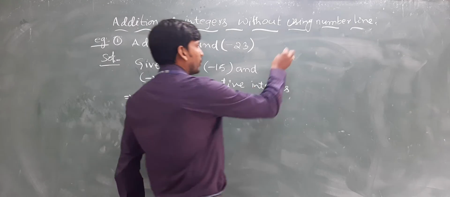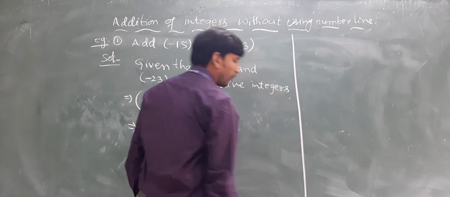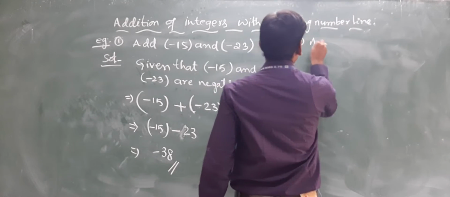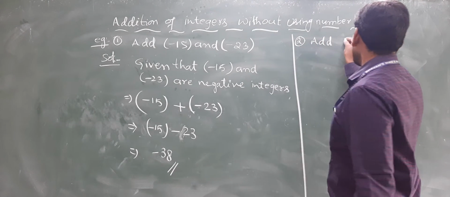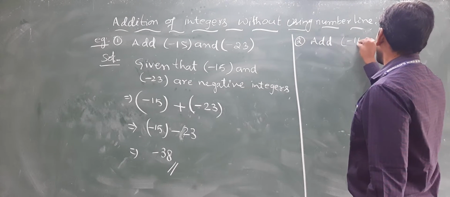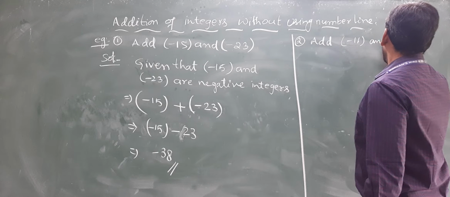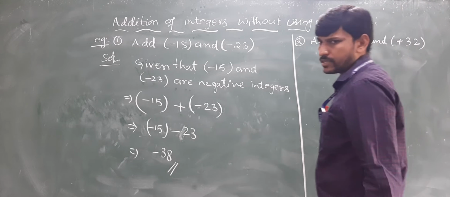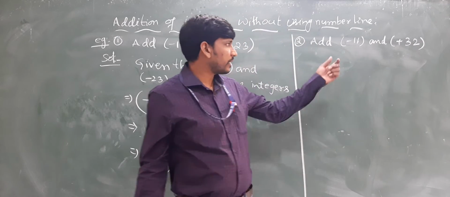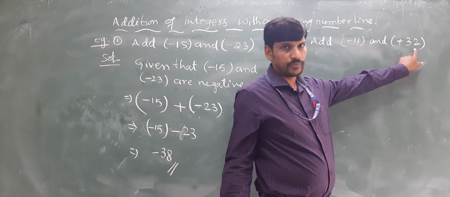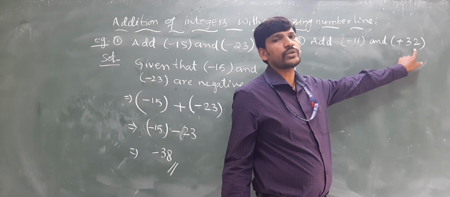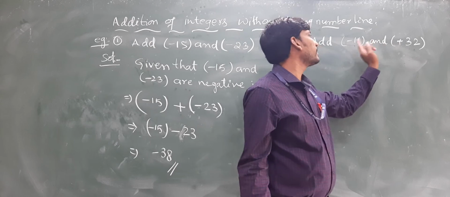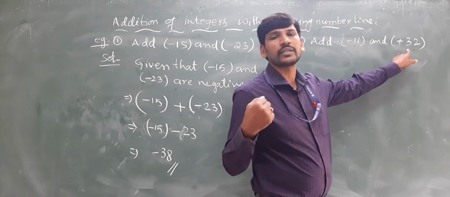Now, let us discuss one more example. One is positive, one is negative. Okay, example 2. Add minus 11 and plus 32. Let us discuss it. See, observe the integers. One is negative, one is positive. So what are you going to do? We need to subtract, even though the question is addition. By seeing these integers, you should subtract.